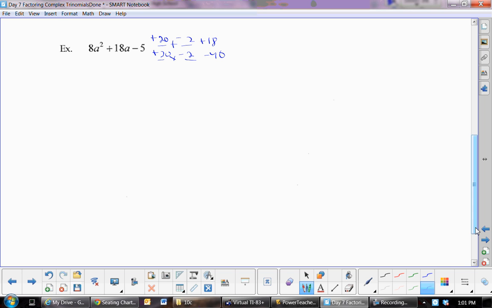Now remember, it's not a plus 20, a minus 2 anymore. Because it is a type 2, we need to just split up the 18. So this will be 8a squared plus 20a minus 2a plus 18. Do you see that I haven't even changed the question? If you were to combine like terms there, I'd have positive 18a. Now, you may sit there and go, why don't I just split up the 18 anyway? Because it won't work anyway. If you went positive 2 times positive 9, it doesn't work. Yep.